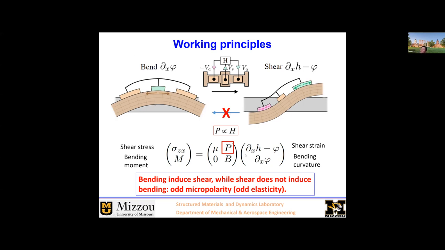So then if you want to describe this mechanical behavior in a constitutive law, in terms of the shear strain and the bending curvature, you can find this unconventional parameter P is related to the transfer function. This P we call odd micropolar. You can call this a micropolar medium because we have a rotation in here, okay? So we call it micropolarity. Or, in a broader sense, you can call this odd elasticity, okay?